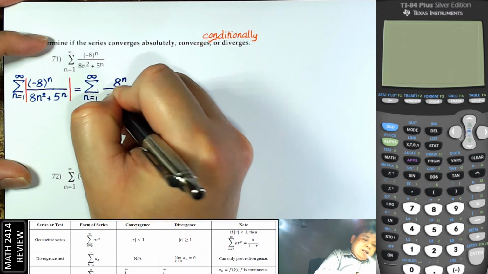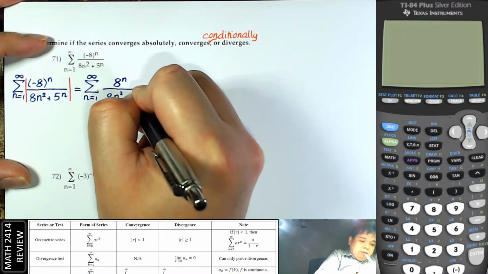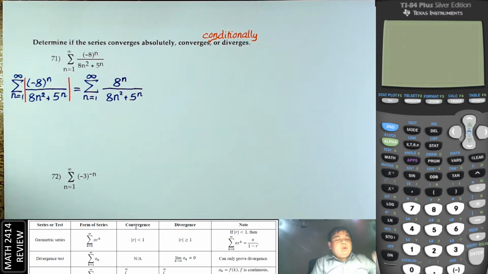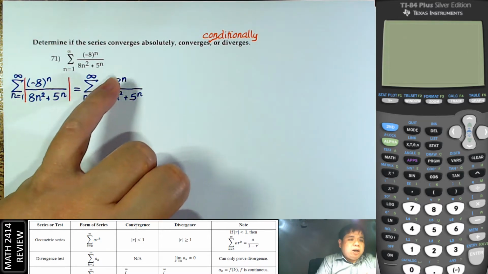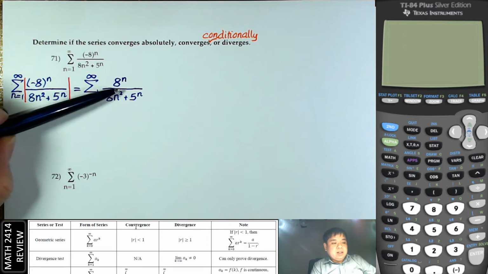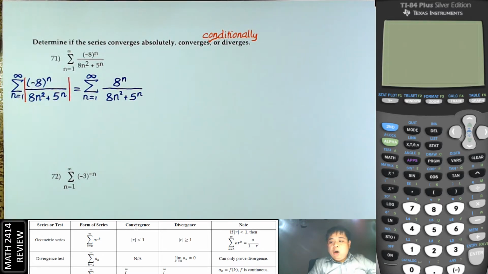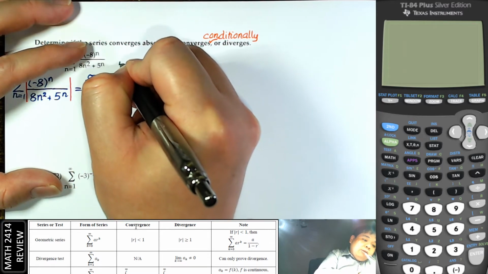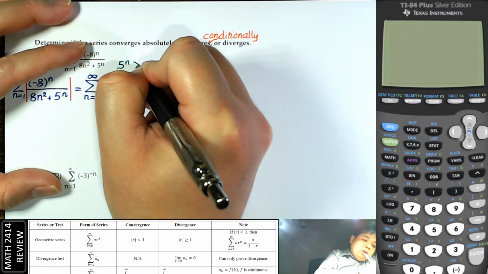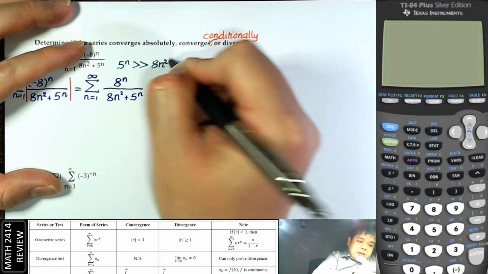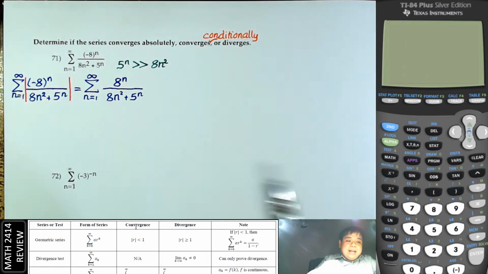The bottom is 8n squared plus 5 to the n. Right, so now we have this. I will test for convergence or divergence of this one. Usually when there are more than one term like this, we do the limit comparison test so that we can just take the one that goes to infinity the fastest. So compare these two terms, the 5 to the n, that exponential goes faster to infinity than the 8n squared. So that's what we're going to compare to.